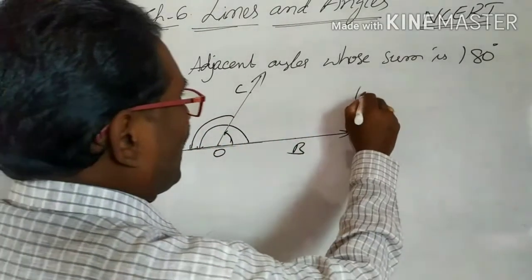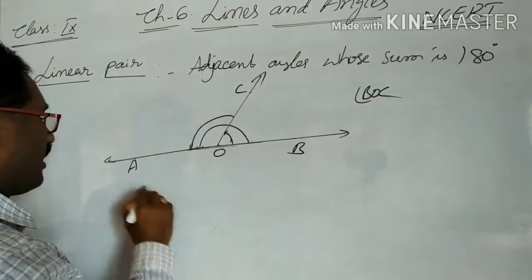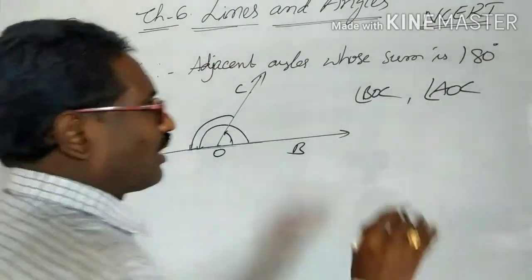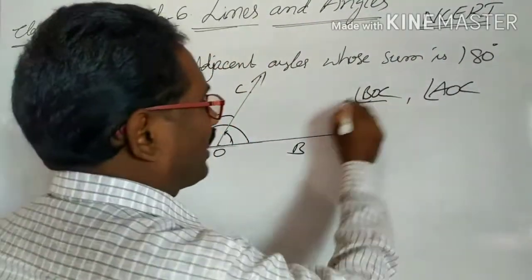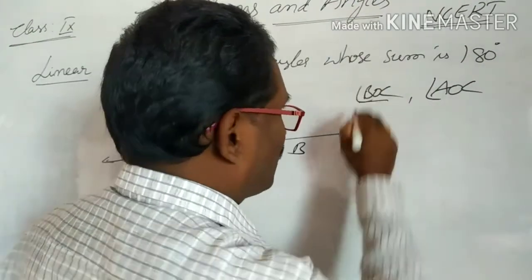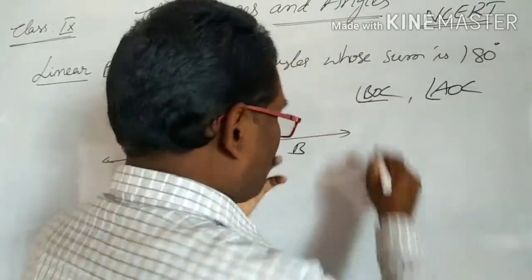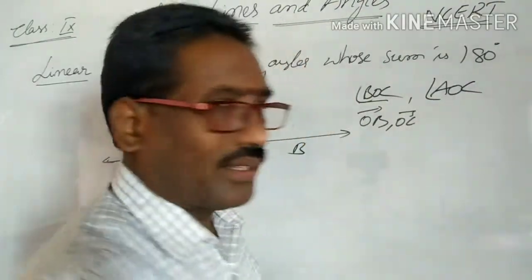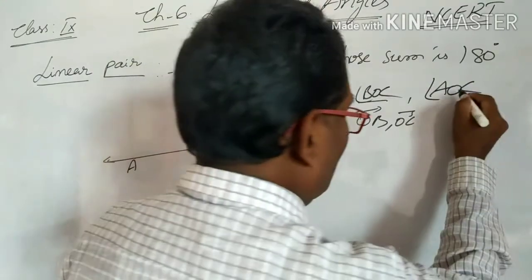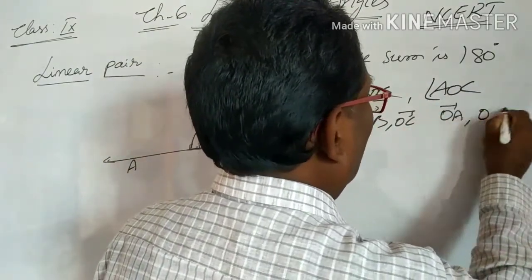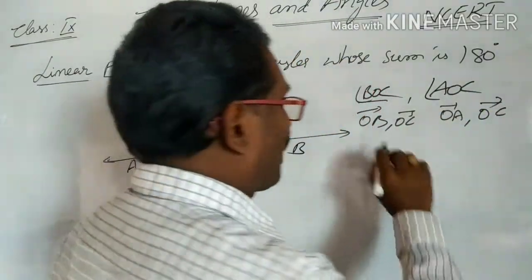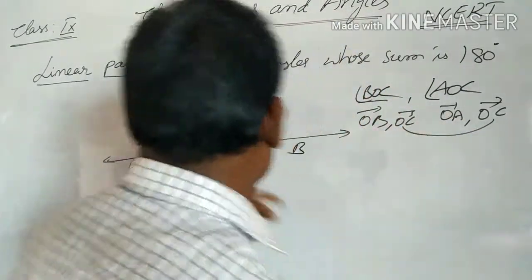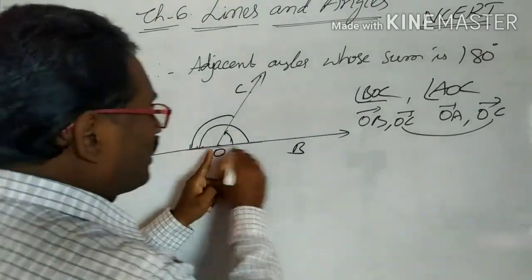So now I am taking angle BOC and angle AOC. Now see, what are the arms of angle BOC? OB and OC. What are the arms of angle AOC? OA and OC. Here, what is the common arm? OC is the common arm. Is OC between OB and OA or not? See, this is the OA, this is the OB.